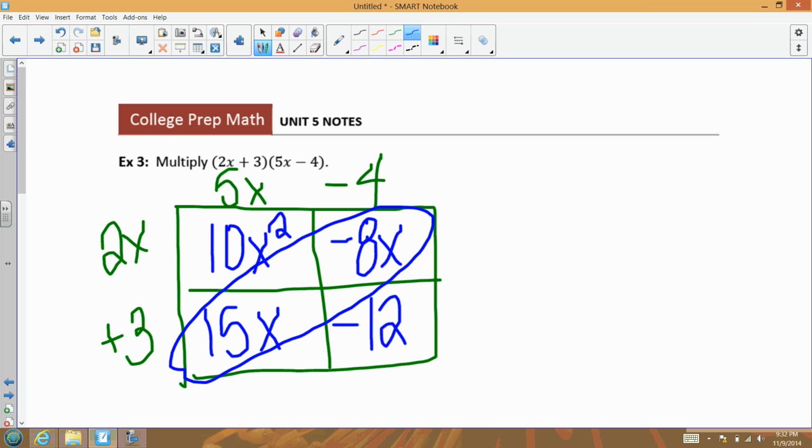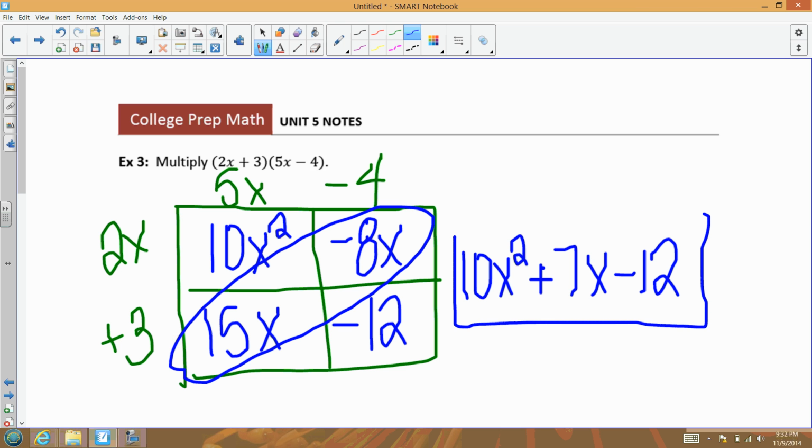Look for the like terms in the diagonal, which I have. So I get 10x squared. When I do 15x minus 8x, I'm going to subtract the coefficients, so I get +7. And then I keep the x, and then -12 at the end. So that's it for that. Then let's look at one more example.